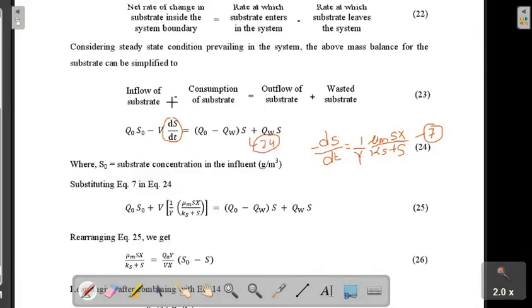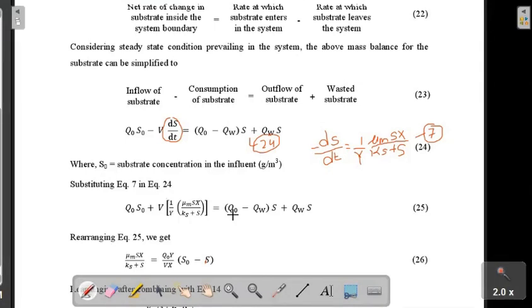We write this equation by replacing this term, 1 upon Y mu m S X. So we can write this equation as Q0 S0 plus V into, in bracket, dS/dt, which is 1 upon Y mu m S X by Ks plus S, which equals the similar one. Now we are rearranging this equation number 25, so that we can get the value of the substrate.